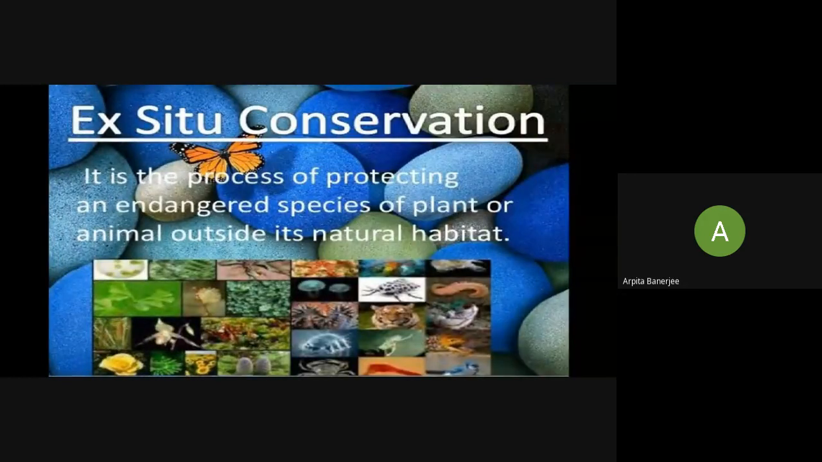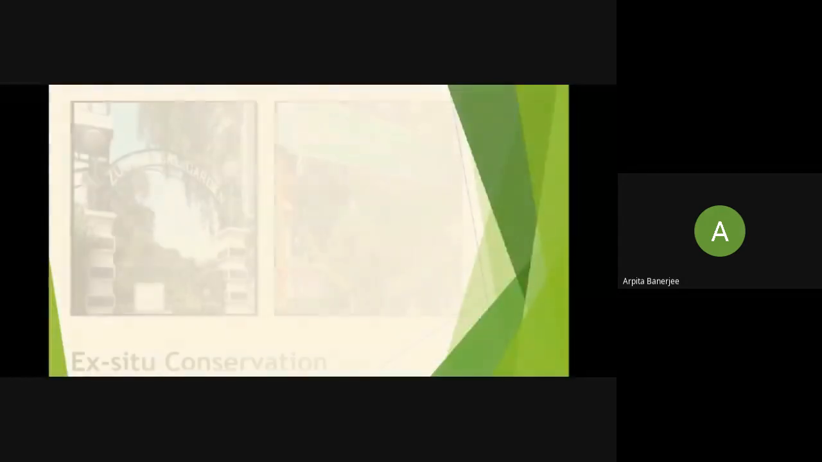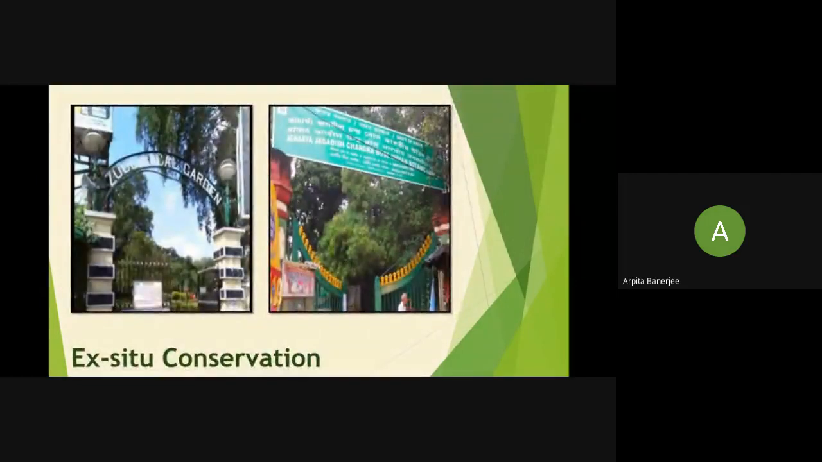What is the ex situ conservation? Ex situ conservation is the process where the species are reared outside of their own habitat. That is, it is the process of protecting an endangered species of plant or animal outside its natural habitat. It also has advantages and disadvantages. These are the places of ex situ conservation. One represents the zoological garden and the other is the botanical garden.